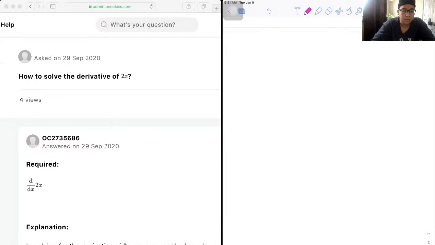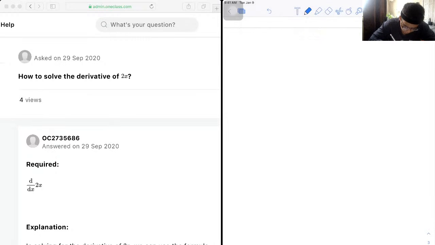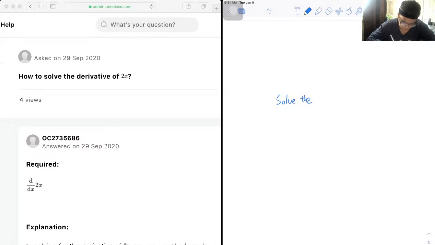Coming up, we are asked to solve the derivative of 2x. Okay. So we need to solve the derivative of 2x.